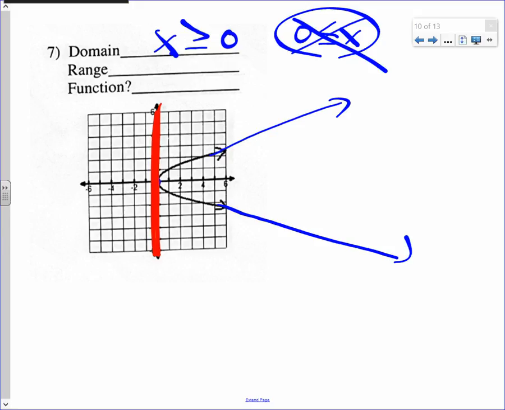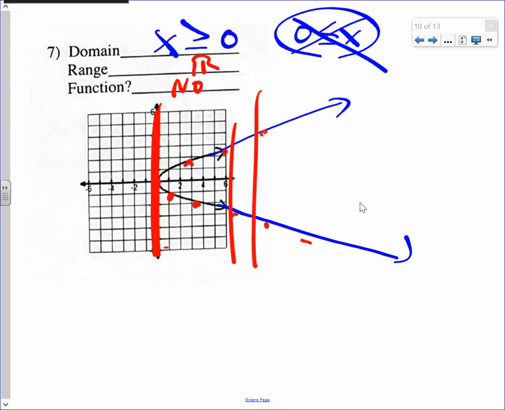Anything that y cannot be. If y is here, if y is here, if y is right there, if y is right here, y is right here, y is right here. Right? There's no value that y cannot be. All real numbers. Is this a function, Miss Donis? Nope. It doesn't pass the vertical line test.